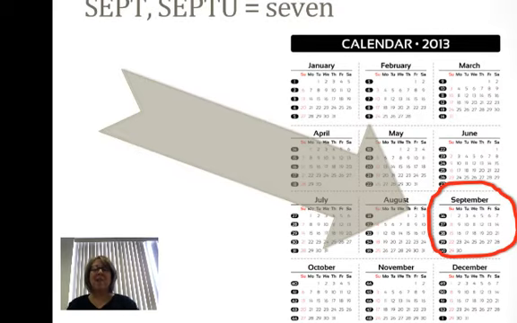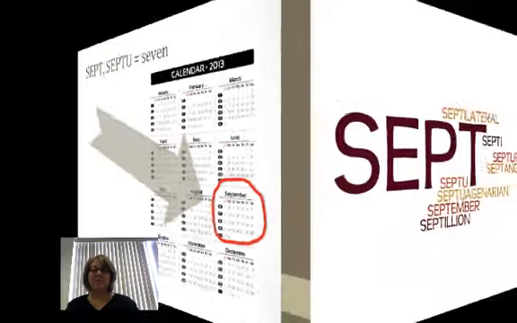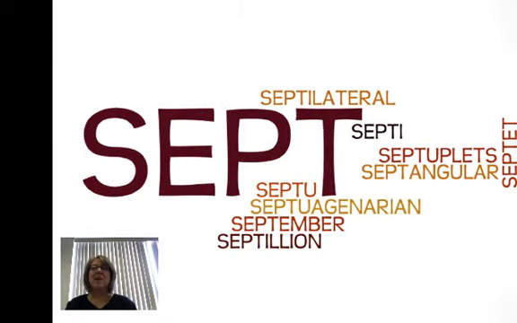Okay, remember those calendar items that we did before? So in the old Julian calendar, September was the 7th month, hence September, even though our 7th month is really July. Other words: septuagenarian, that's somebody who's lived to be 70. Septuplets, septilateral, septet, September, and so on.